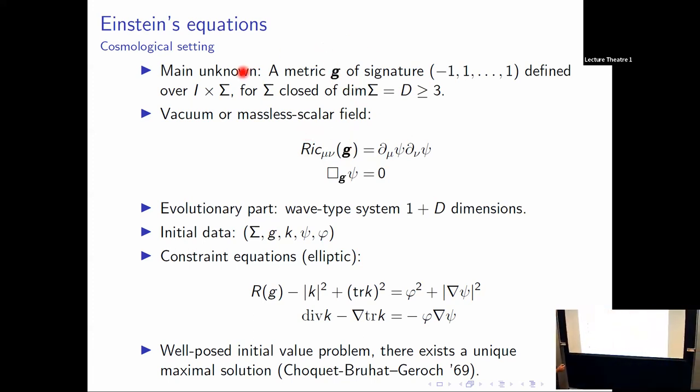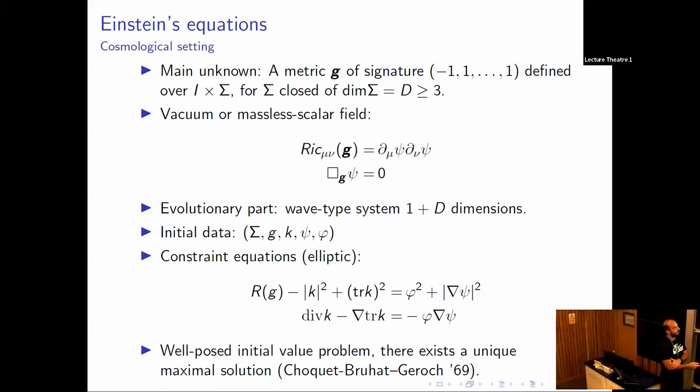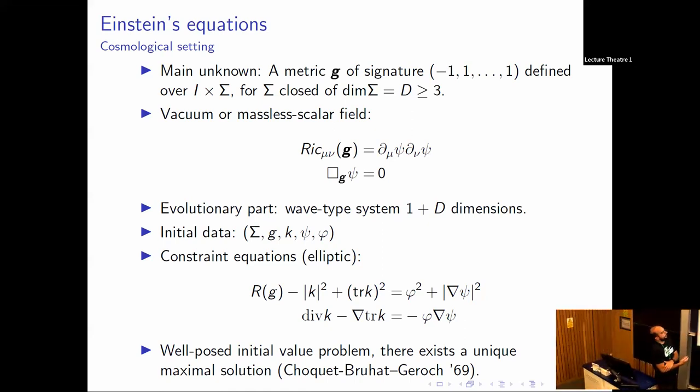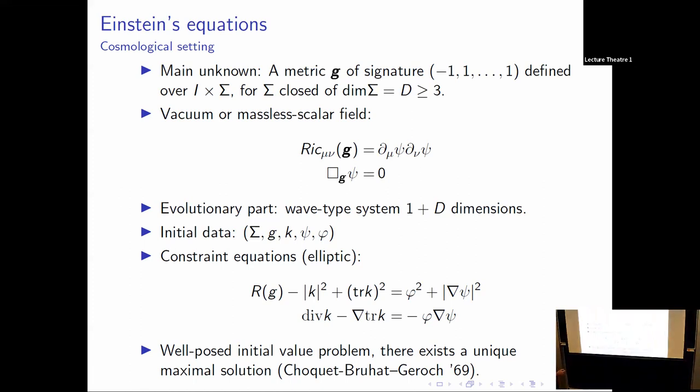which lives over a D plus one manifold. You can think of it as a time interval times some closed D-dimensional manifold, where D is larger or equal to three. And this is what is sometimes called the cosmological setting, just that the time slices have closed topology.